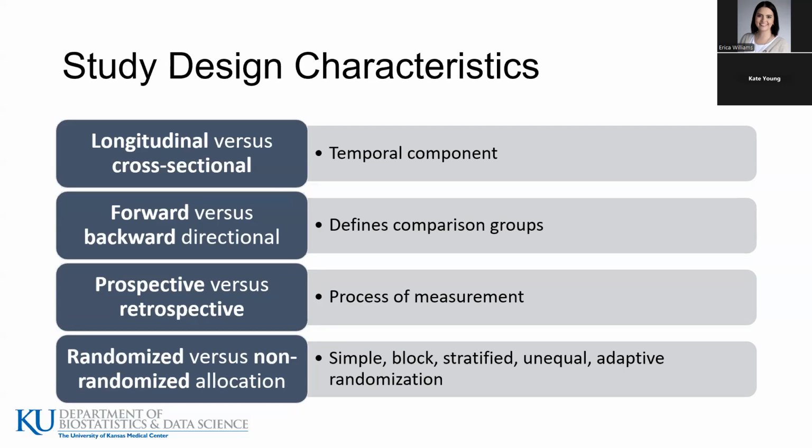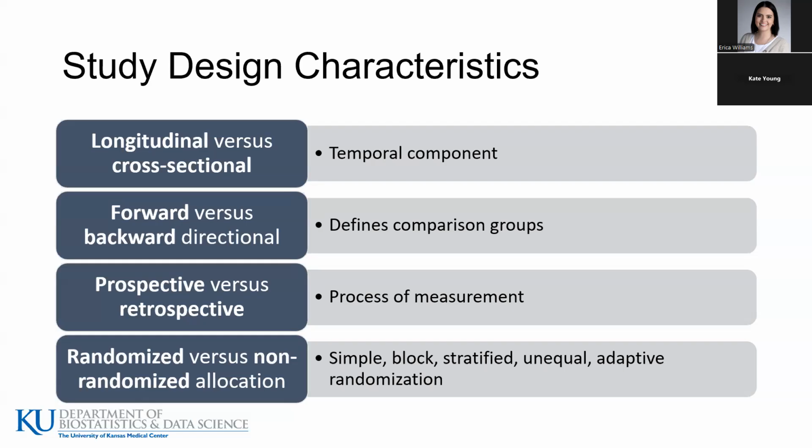And then forward versus backward directional refers to how we define the comparison groups. So in forward directional, we would identify the cause and then interpret its effect. And in backward, we would identify the effect or the outcome and then look backwards to look at its cause. And then if it's prospective or retrospective, if it's prospective, the measurements are happening in real time. And if it's retrospective, we're collecting things that had happened in the past.